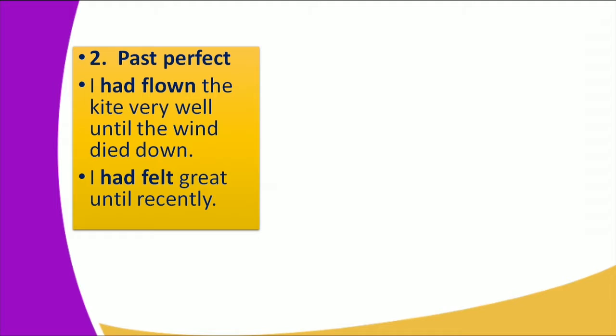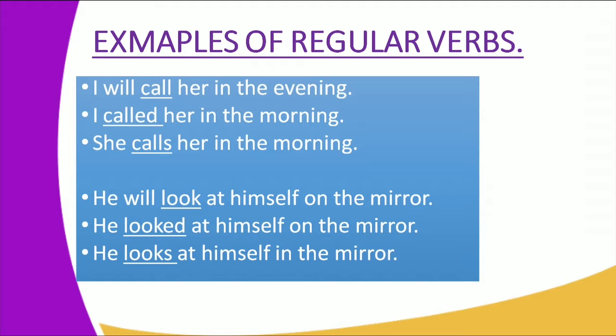Next, we have the past perfect. In an example, I have flown the kite very well until the wind died down. Number 2, I had felt great until recently. So those are examples of verbs existing in their past perfect. We have examples of regular verbs.